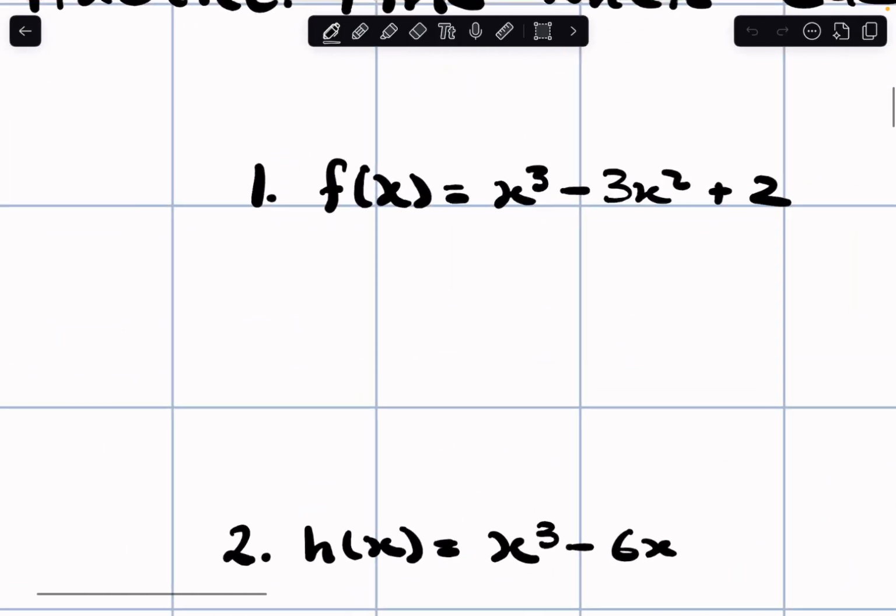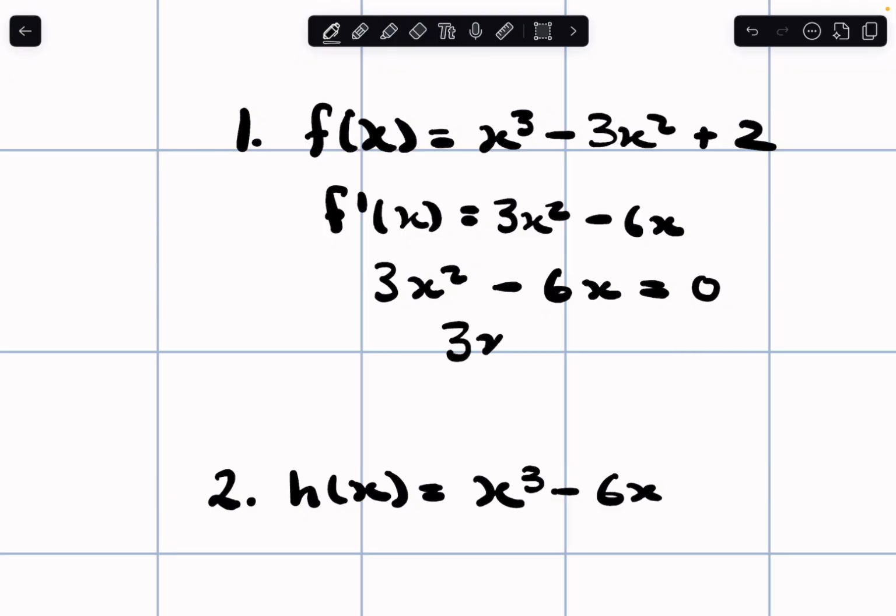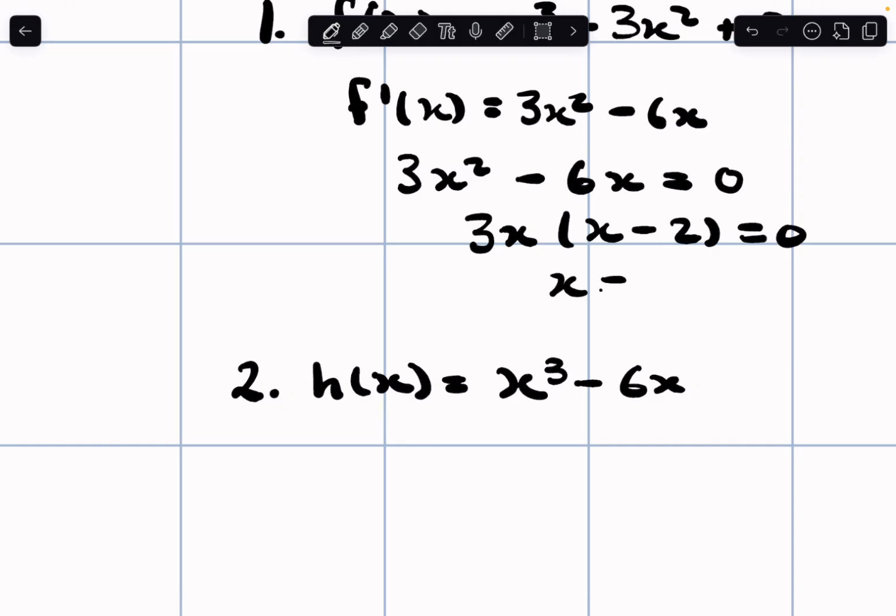First in our algorithm, as we'll call it, we were taught to take the first derivative. So the derivative of this will be 3x squared minus 6x. Then we set it equal to 0, so 3x squared minus 6x equals 0. We'll take 3x out as a factor, so it'll be 3x times x minus 2. And then we know our critical points are x equals 0 and 2.